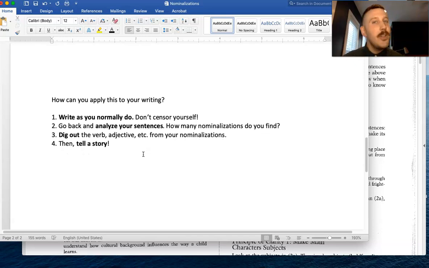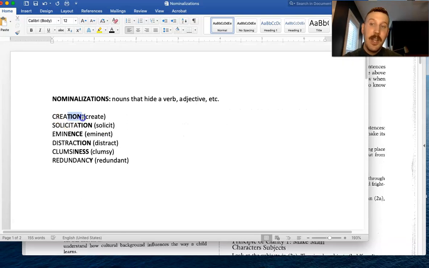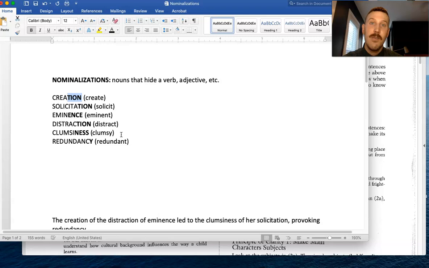Okay, so you've written as you normally do. Now we go back and we analyze your sentences. How many nominalizations can you find? You might want to circle them. And again, to find them, use these endings to locate them: shun, ence, ness, and y.